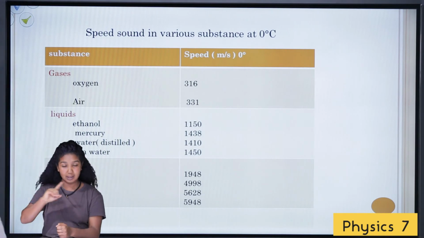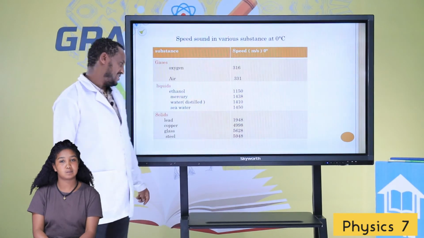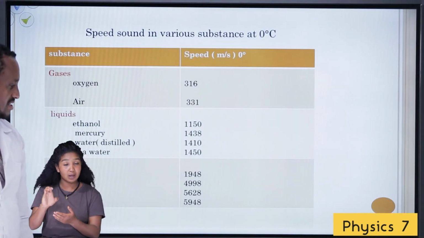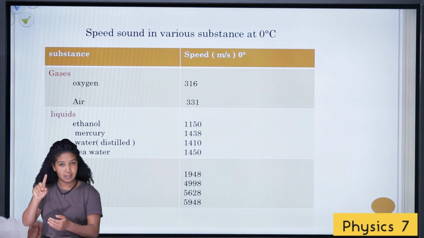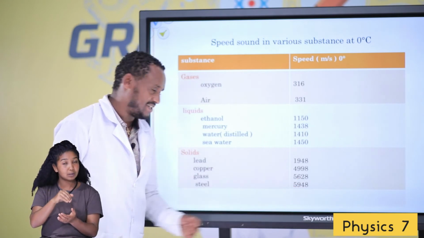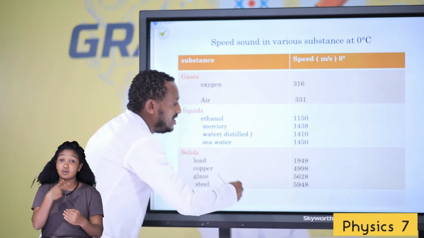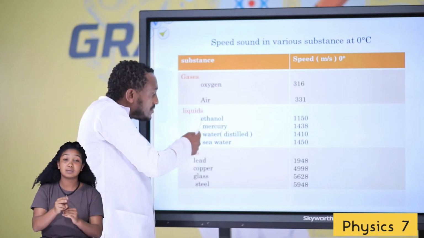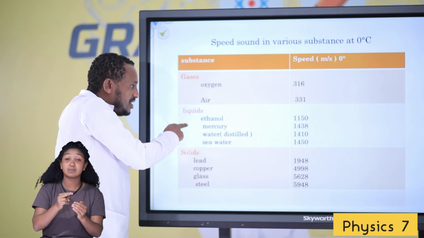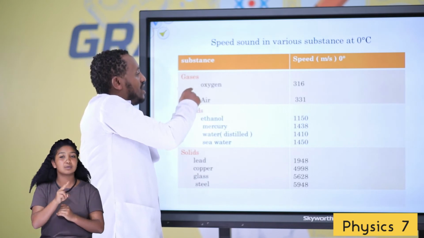is 1,948. The speed of sound in copper is 4,998 meters per second, and the speed of sound in glass is 5,628 meters per second, and the speed of sound in steel is 5,948. Look here, students. The speed of sound in solids is greater than the speed of sound in liquids, and the speed of sound in liquids is greater than the speed of sound in gas.